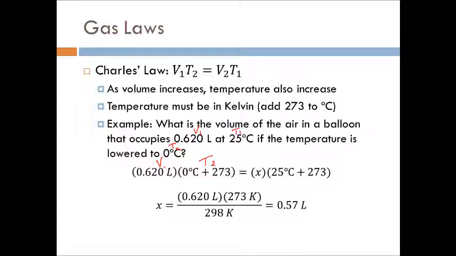You can do it separately. We don't know our V2, and we put T1 on the right side of the equation. Again, we're solving for x here, so we're going to divide both sides by 25 plus 273, which is actually 298. So we have 0.62 times 273 divided by 298, and that gives you about 0.6 liters, 0.57 liters. All right.